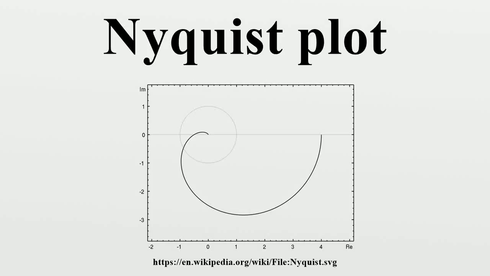A Nyquist plot is a parametric plot of a frequency response used in automatic control and signal processing. The most common use of Nyquist plots is for assessing the stability of a system with feedback.